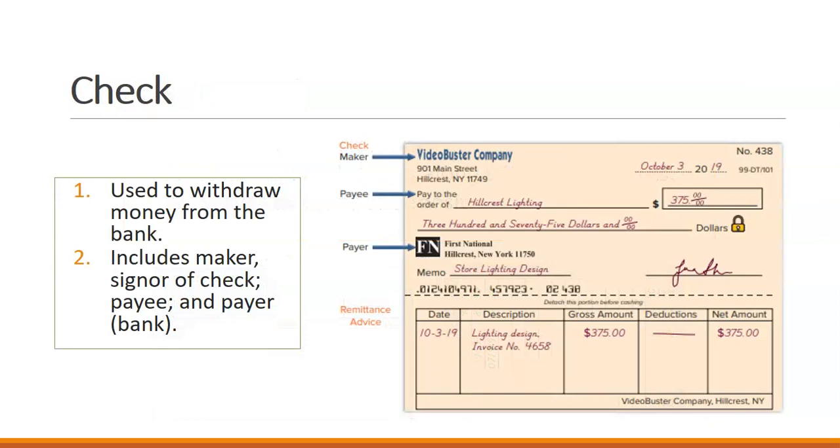A check is used to withdraw money from the bank. We would have information about what the company name is, who we are paying, how much we're paying them, and what the bank is. Here we're paying $375. We have the date, and a check number up in the corner. We're paying for store lighting design. If there was an invoice, we could even put an invoice number or an account number in the memo.